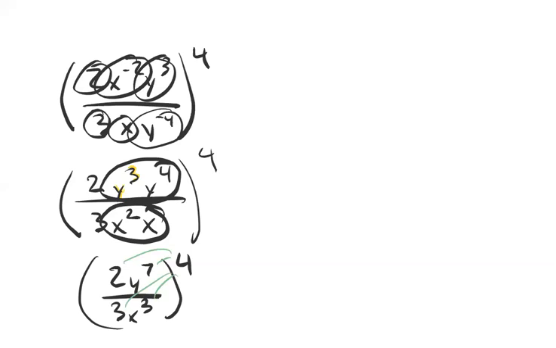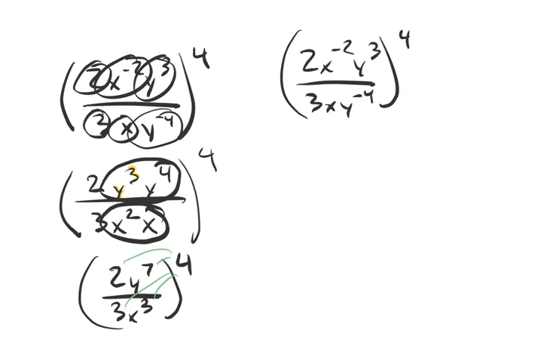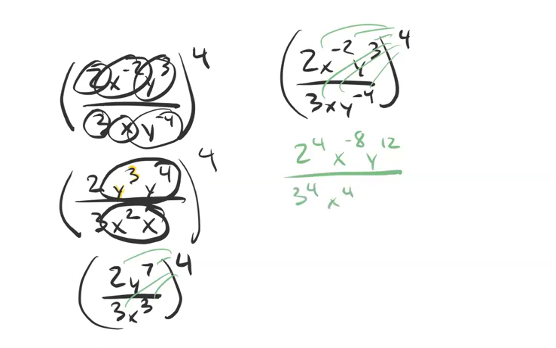The other way that we would do it, like I said, is to distribute right away. If I distribute that 4 to everything, I'm now distributing 6 different times. That's going to give me 2 to the fourth, x to the negative eighth, y to the 12th, over 3 to the fourth, x to the fourth, y to the negative 16th. Bigger numbers, right? A lot more stuff this way. It still works though. At this point, we still have to move those negatives.